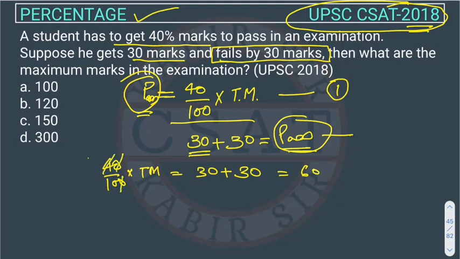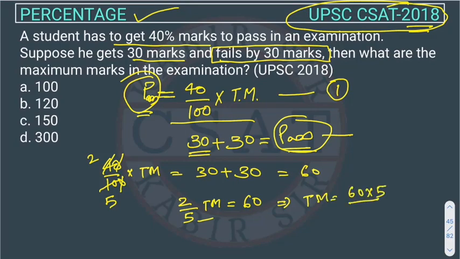From 2 we can divide this 4 and this 10, right? So the equation will be 2 by 5 total marks is equal to 60, right? This 5 will come this side and will get multiplied, the 2 will come, the 2 will divide this, right? So the equation will become 60 into 5 by 2. From 2 we can cancel this 30. So the total marks will be 150. So this is our answer.